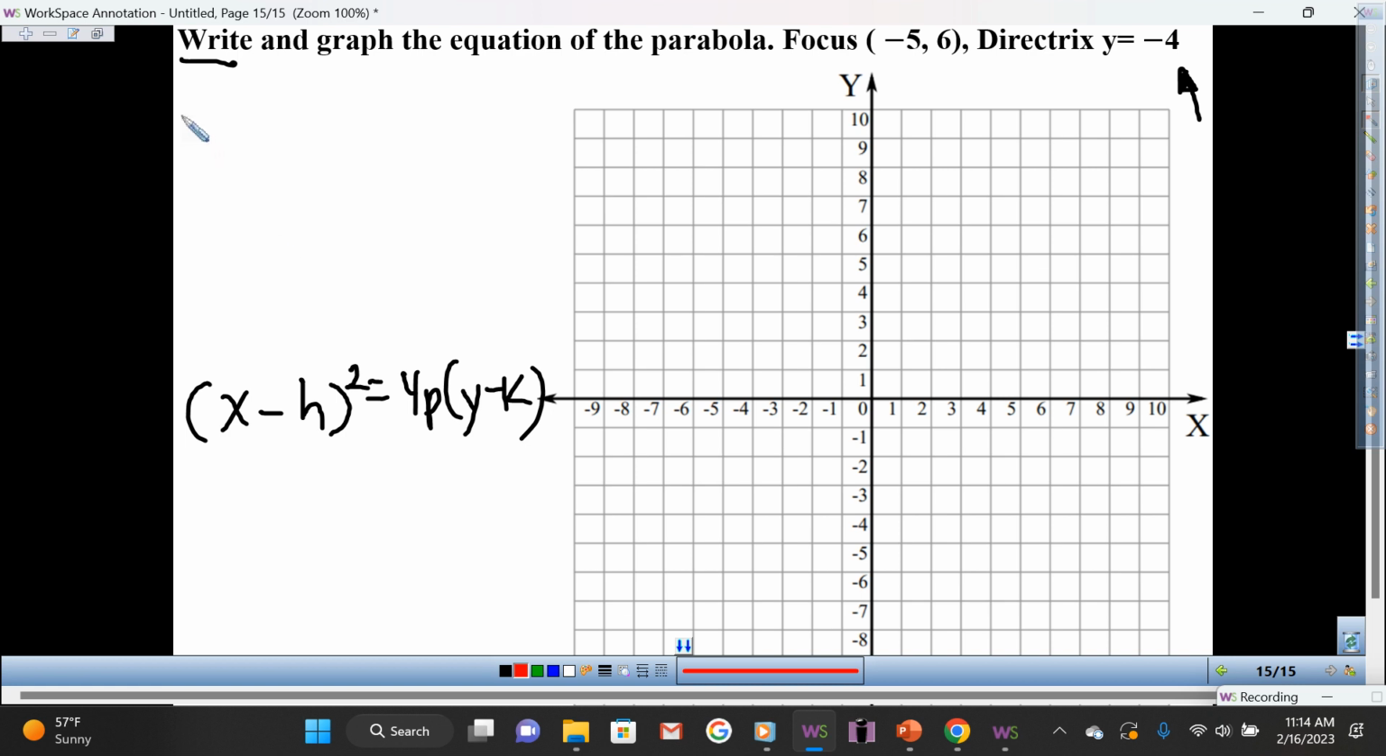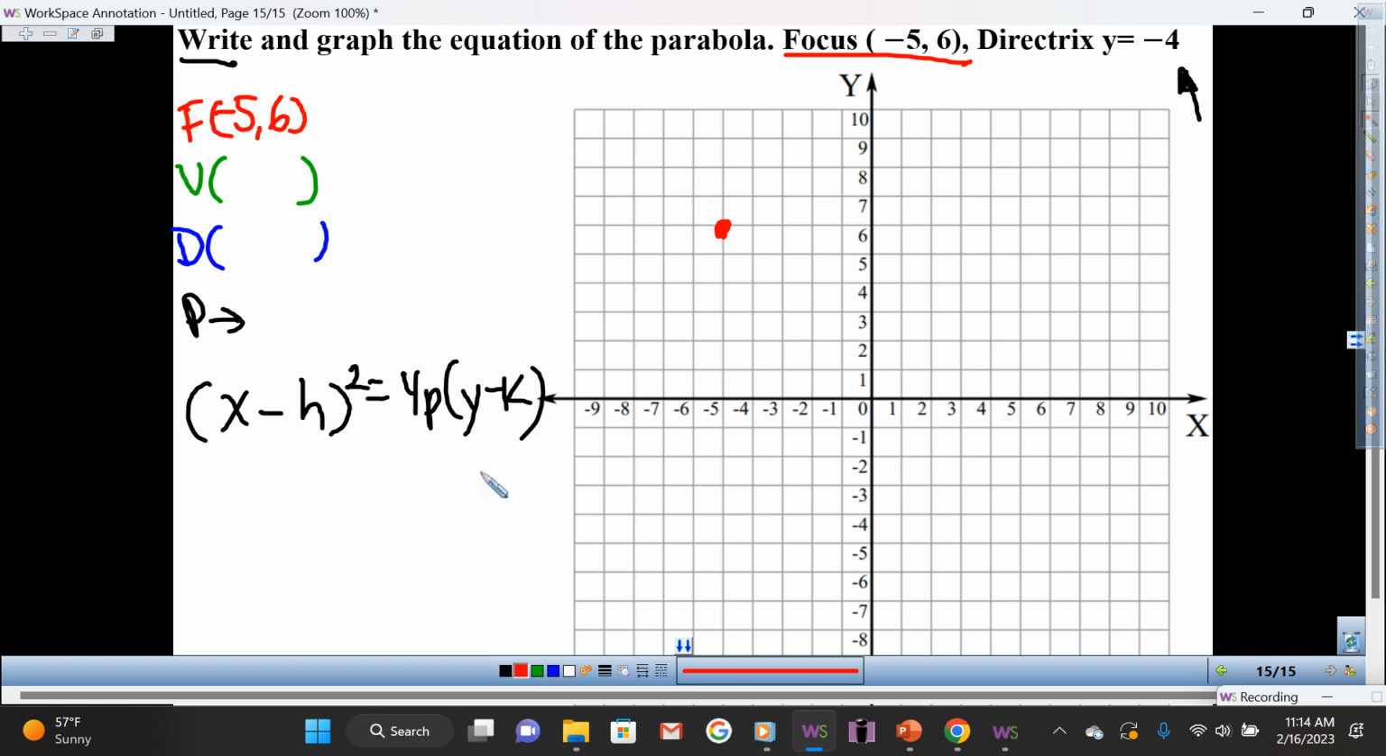For graphing, we need three things. We need the focus. We need the vertex. We need the directrix point. And we need the distance between the points. So what information did they give us? The focus, negative 5, 6. So let's plot that. Let's write that, negative 5, 6.